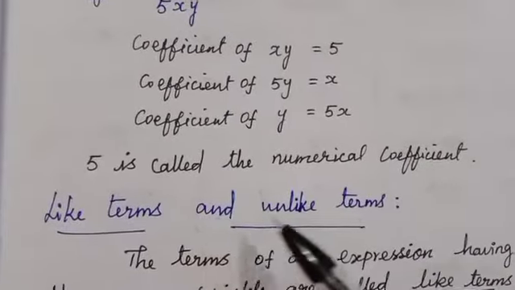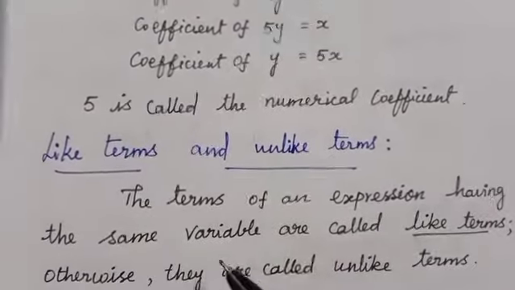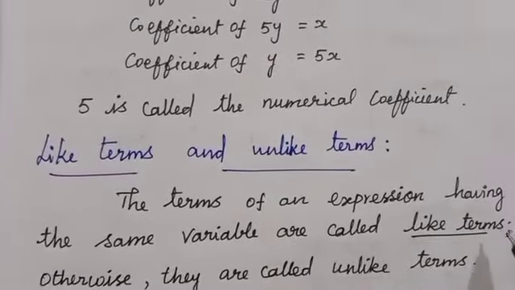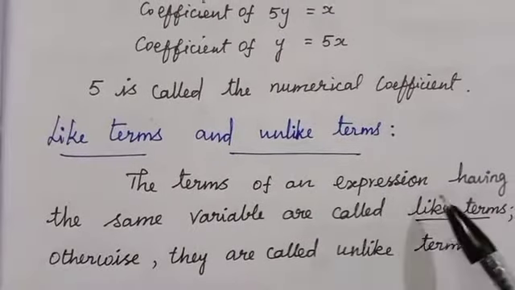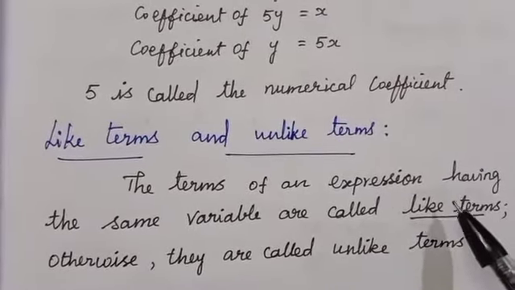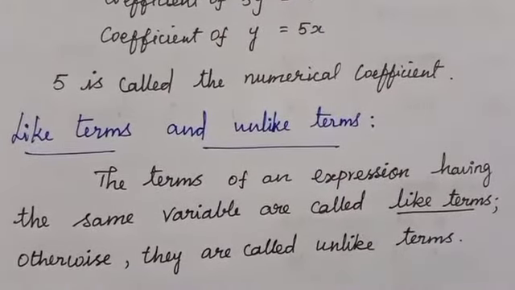Now like terms and unlike terms. The terms of an expression having the same variable are called like terms. Otherwise they are called unlike terms. Like terms have the same variable; otherwise they are unlike terms.